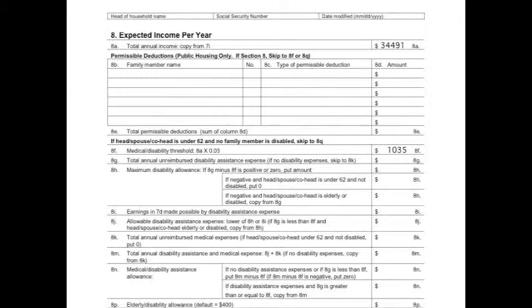8G is our total annual unreimbursed disability assistance expenses. This is for Marilyn. Marilyn is a person with disabilities, and to enable Mike to go to work, the family needs attendant care for their daughter Marilyn. Marilyn is too old to receive child care, so this expense would be listed under a disability assistance expense. Marilyn's attendant care is $125 bi-weekly, so we take 125 times 26 and have an answer for 8G of $3,250.